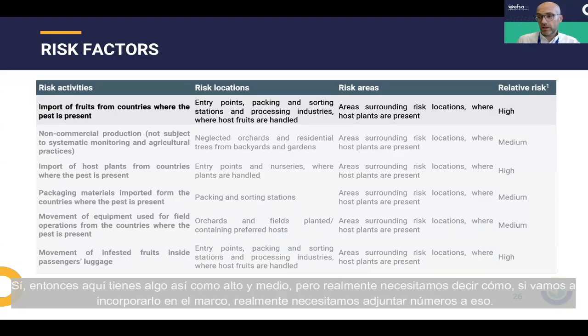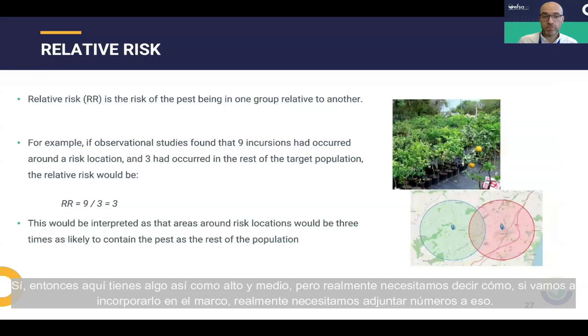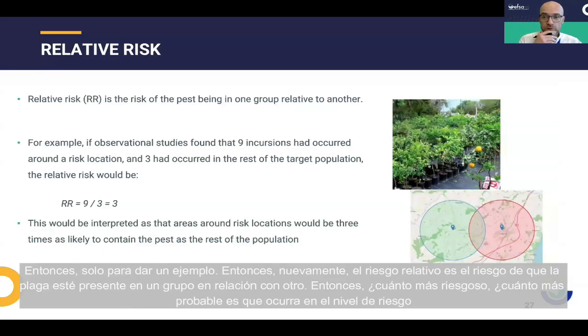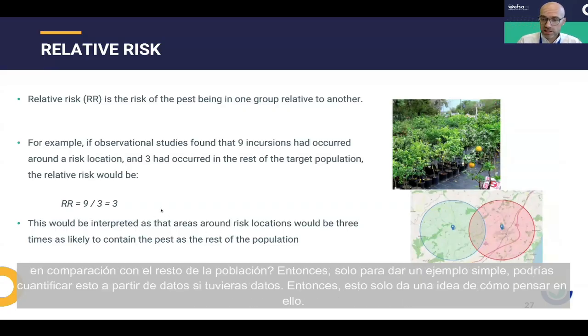Yeah, so you've got here high and medium, but if we're going to incorporate it in the framework, we really need to attach numbers to that. So just to give an example, relative risk is the risk of the pest being present in one group relative to another. So how much more likely is it to occur in the risk level compared to the rest of the population. Just to give a simple example, you could quantify this from data if you had data. So this just gives an idea of how to think about it.